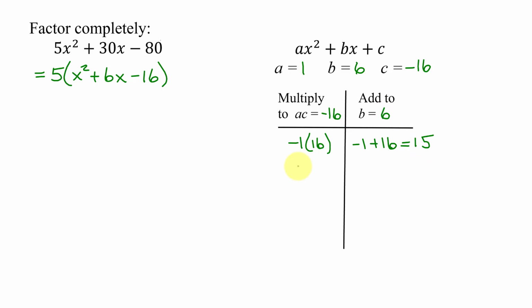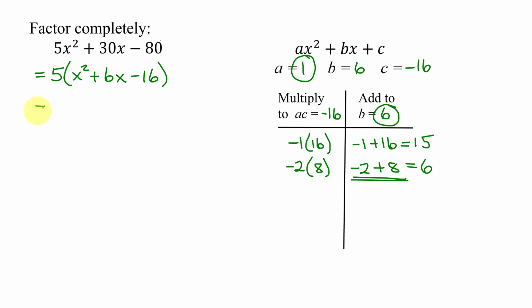Does 2 go into 16? Yes, so I'm going to have negative 2 times positive 8 gives me negative 16. Negative 2 plus 8, this is looking good. Negative 2 plus 8 is 6. Is that the number I'm looking for? Yes. And in this case, as A is 1, these are the factors.